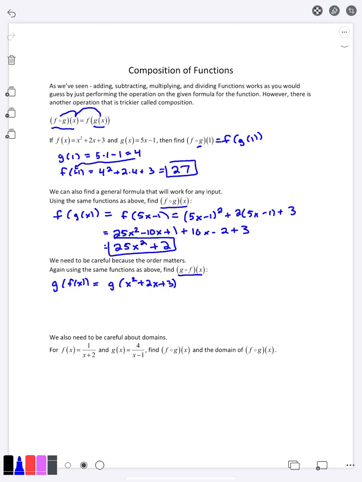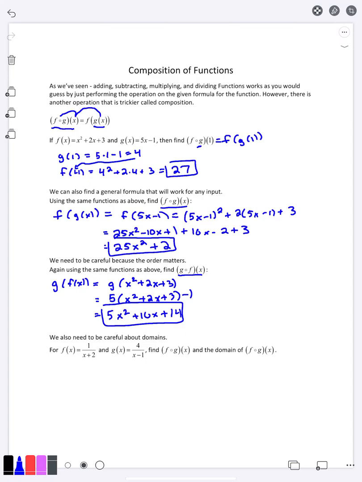And let's see here. So the g function says 5x minus 1, so 5 times that whole thing minus 1. And what are we going to get here? We are going to get 5x squared plus 10x plus 15 minus 1 is plus 14. And you can see how we get a very different answer this time than we did previously.